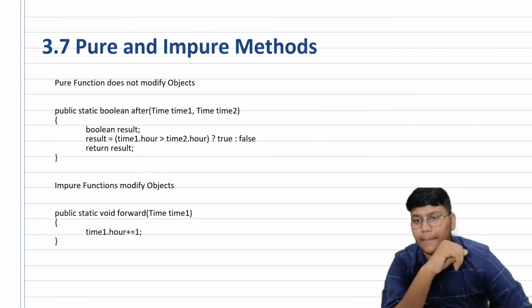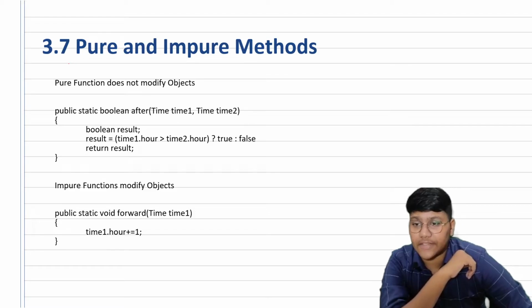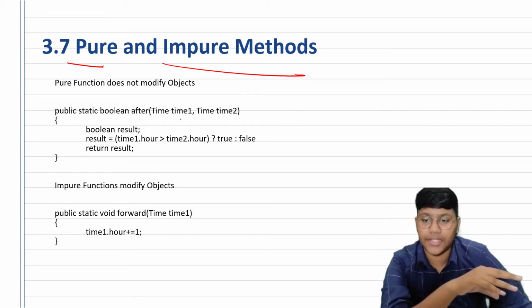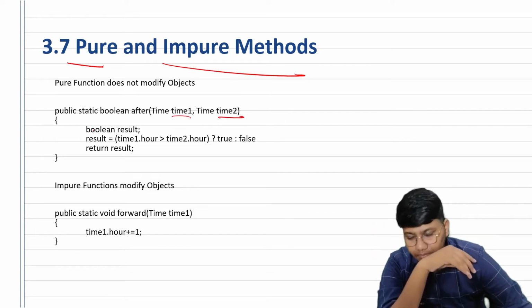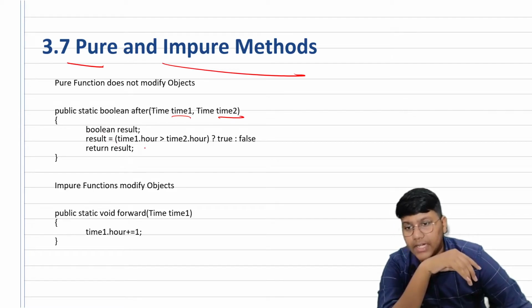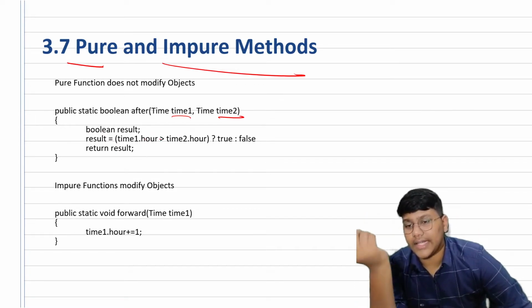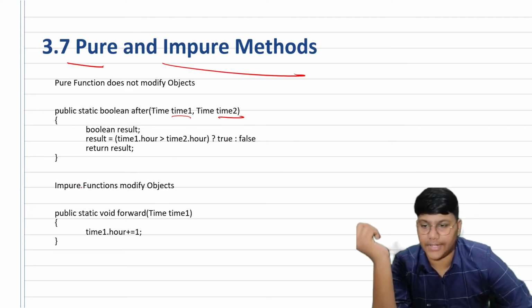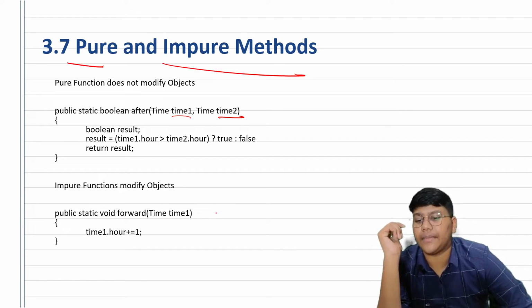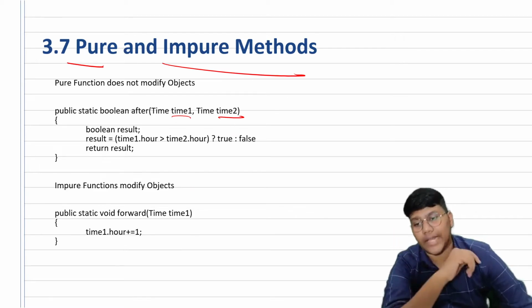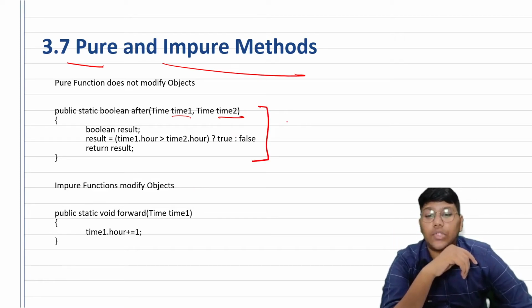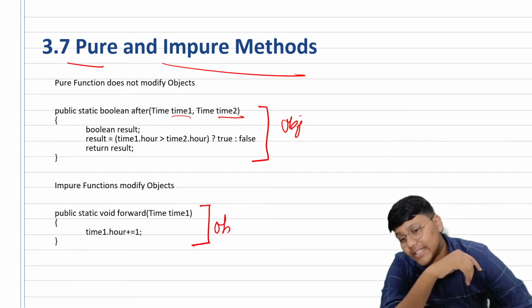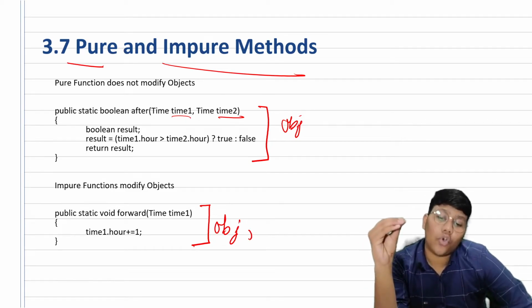Now topic 3.7, pure and impure methods. A pure function does not modify objects. For example, public static boolean after(time1, time2): boolean result equals if time1.r greater than time2.r, true, false, return result. Impure function: public static void forward, time1.r plus equal to 1. Here in the pure function no changes are made to the object, we are just referring to its variables, but in this case the object's variables are referred and also changed.